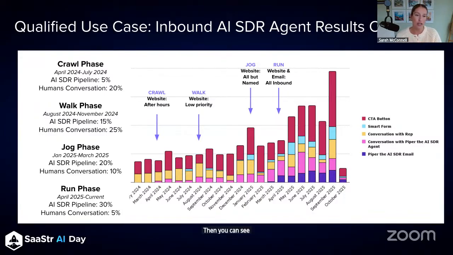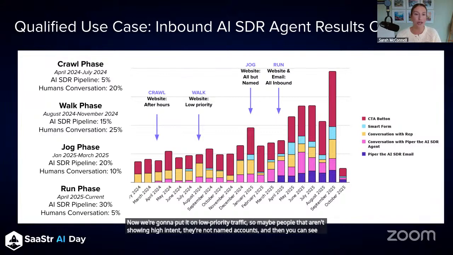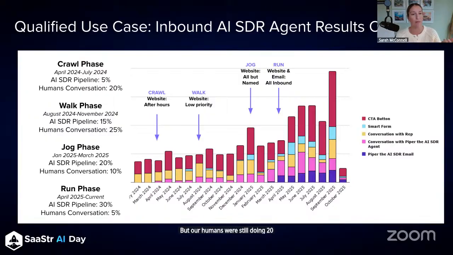Then you can see in August 2024, we were like, okay, this is working. She's saying the right things. Now we're going to put her on low priority traffic. So maybe people that aren't showing high intent, they're not named accounts. And then you can see that pink bar keeps growing a little bit more and a little bit more. We saw it go from 5% of our pipeline contribution to now our AI SDR is doing 15% of our contribution, but our humans were still doing 20 to 25% of our pipeline.